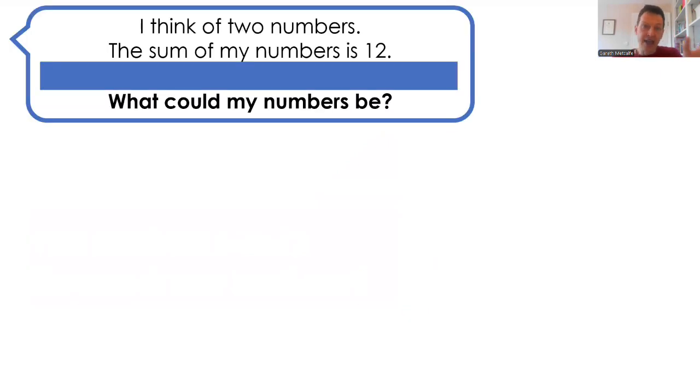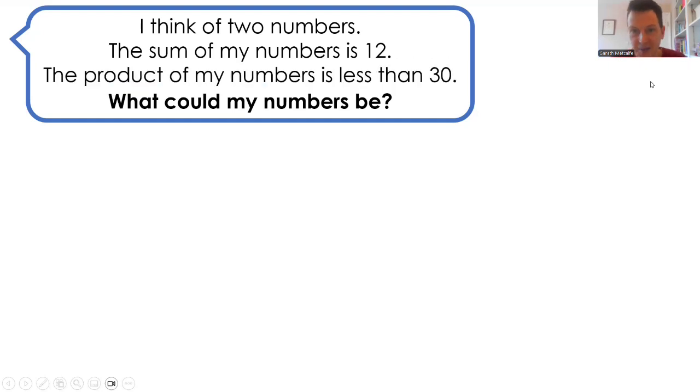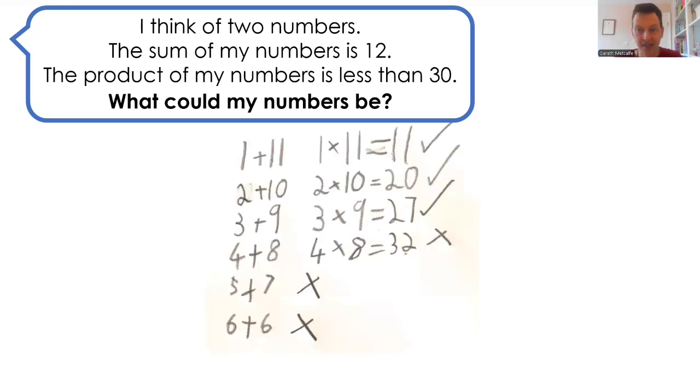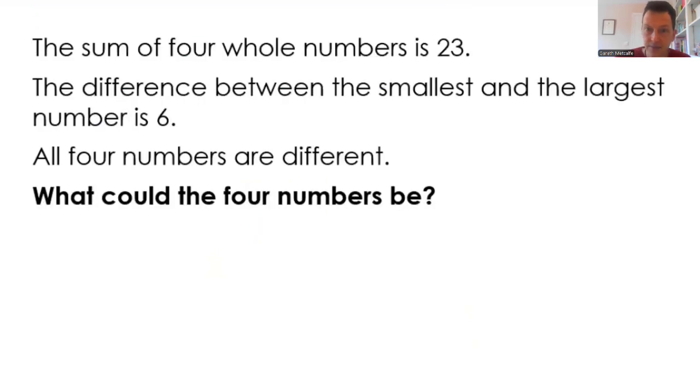And it could even be that I introduce it in stages. So I think of 2 numbers, and I give children the sum of my numbers is 12, and then hide that clue. What could my numbers be? And then we see the product of my numbers is less than 30. And now I can access the task in a way I may have been unable to before, because I've just activated the relevant prior learning before we engage in the task.